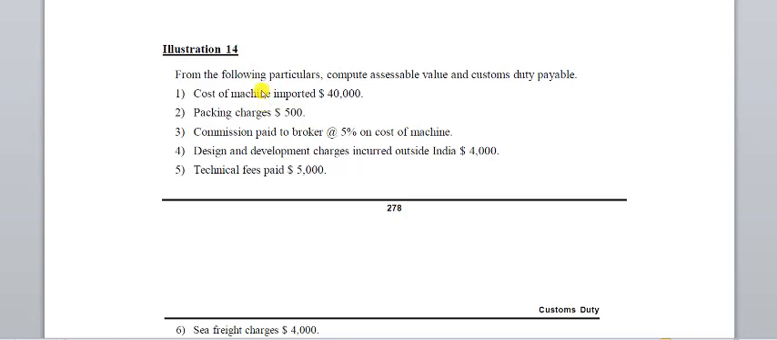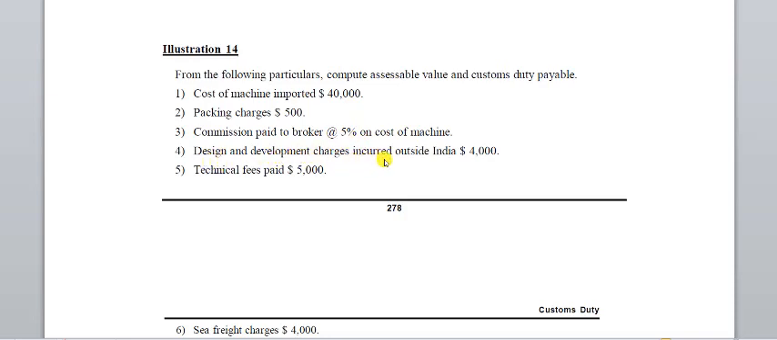In this particular video, we'll study illustration 14. From the following particulars, compute assessable value and customs duty payable. Cost of machine imported $40,000, packing charges $500, commission paid to broker at 5% on cost of machine. So on this 40,000, you have to find out 5%.